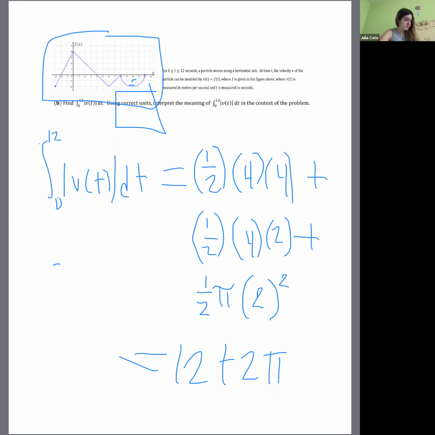Meters per second. It's an integral. So how do you go down from meters per second? Just meters. Yeah. So just make sure to write meters.